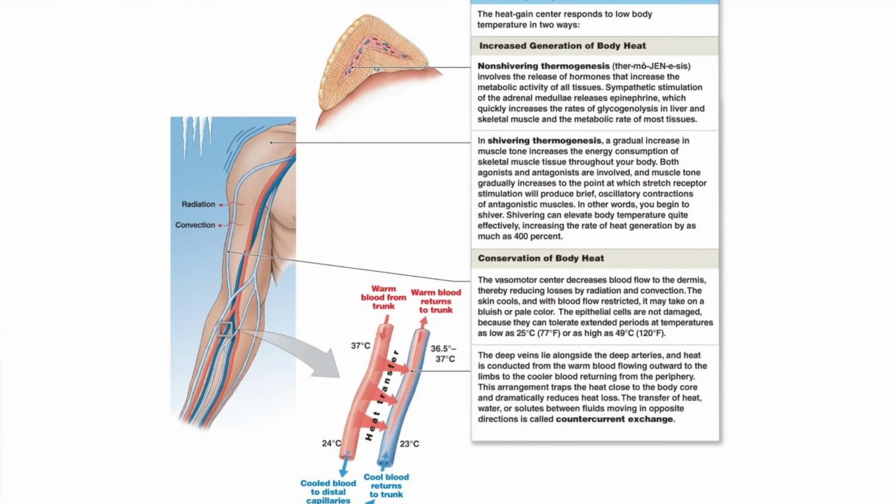And when our body temperature falls, we release hormones that will increase the metabolic rate of all tissues, so that's going to cause all our tissues to produce more heat. We shiver, which will increase heat production by muscles. And we reduce blood flow to the skin. Now the blood is going into the deeper blood vessels, not the superficial ones, so we lose less heat that way. And that is how we maintain our temperature.